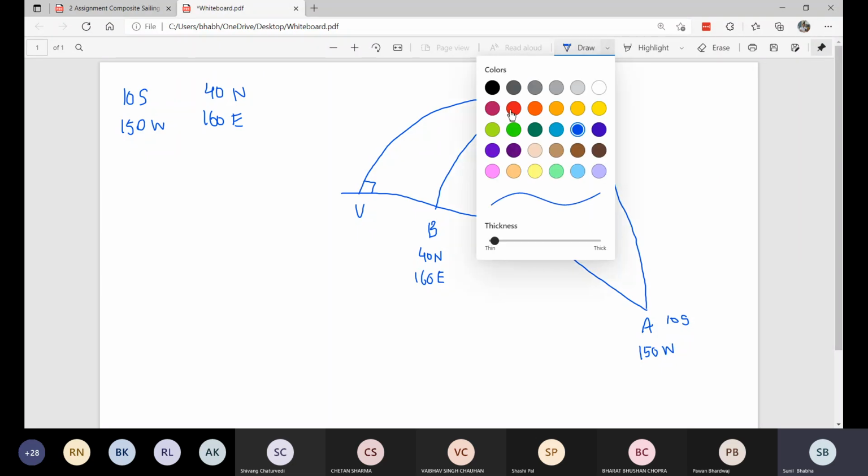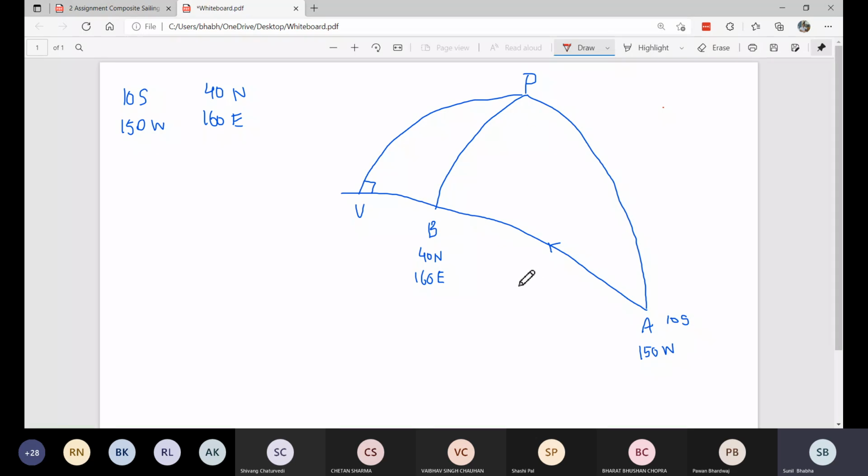Now in this diagram we can show the equator also. The equator is going to be somewhere here. So this is the place or point, the position which we need to find out. Let's name it as X. And let's draw its meridian also. So that becomes PX.